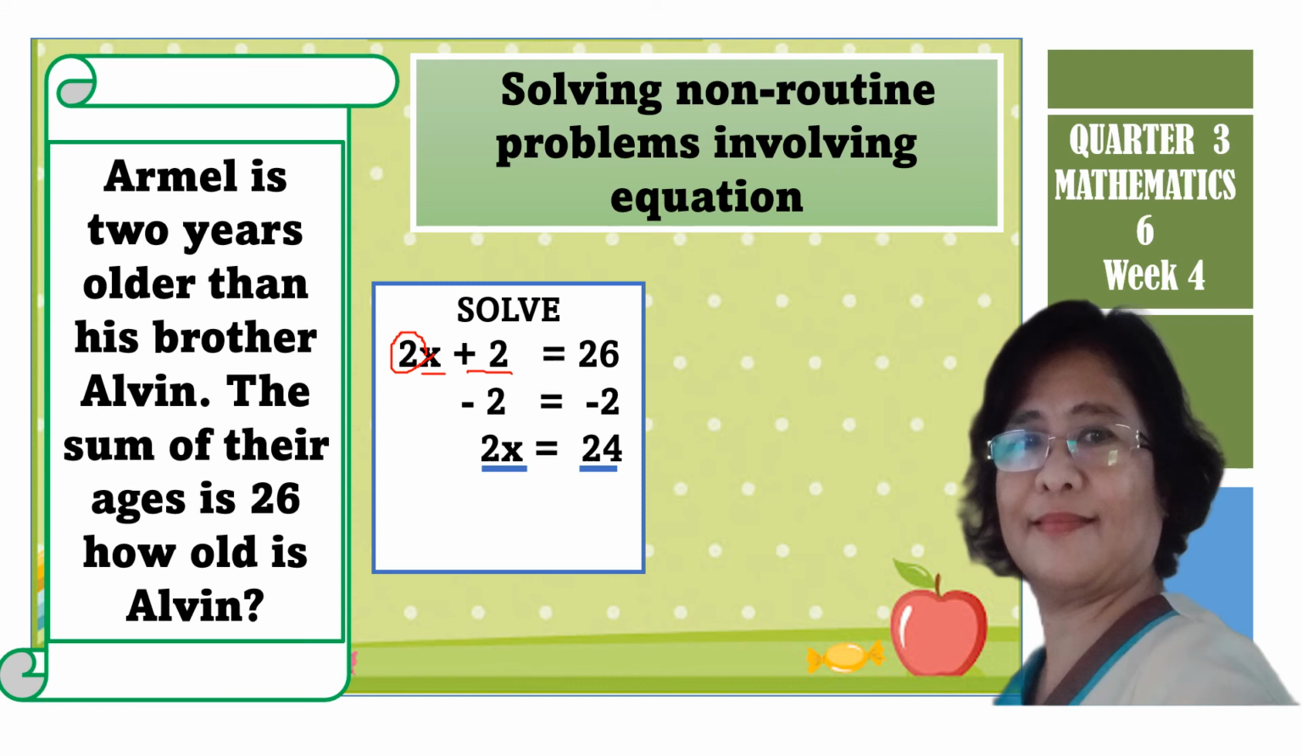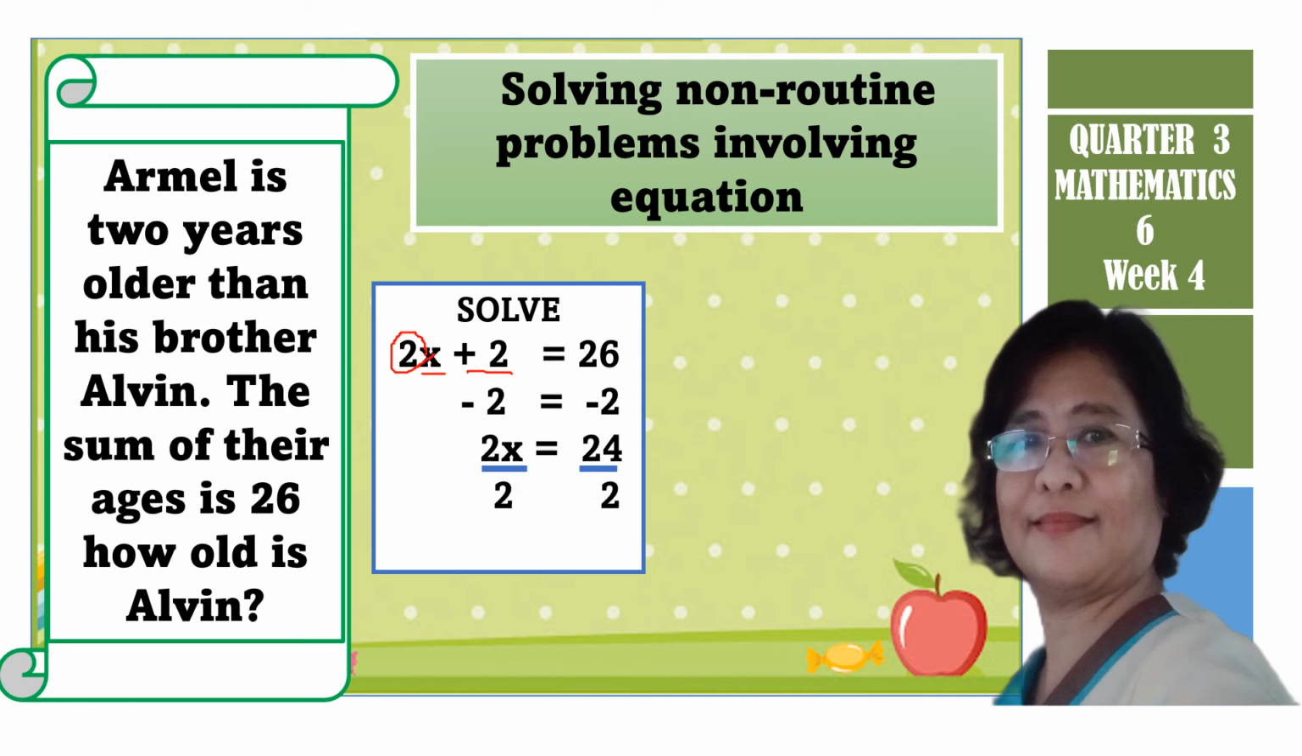Now let us find the value of x using this 2x. So 2x means multiplying 2 by x. So let us undo the operation. To undo the operation of multiplication, we're going to use division. So let us divide 2x by 2 and also 24 by 2.